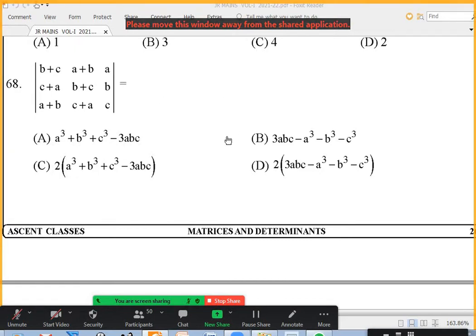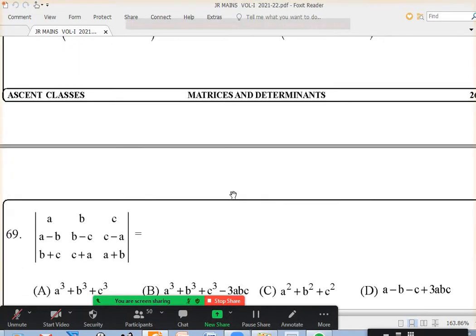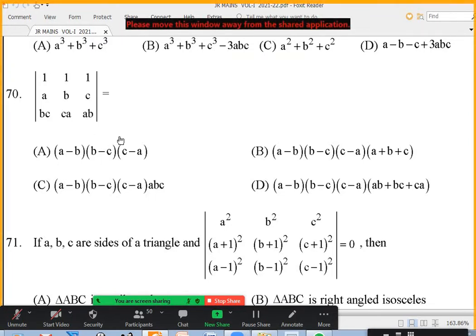Can't I directly add all the rows? So I'll get a plus b plus c common, right? Okay, not a big issue. Question 70, I think it is a minus, option A straight away, because it is third degree and this is one of the standard things that we discussed in the beginning. Is it okay? Yes, sir.